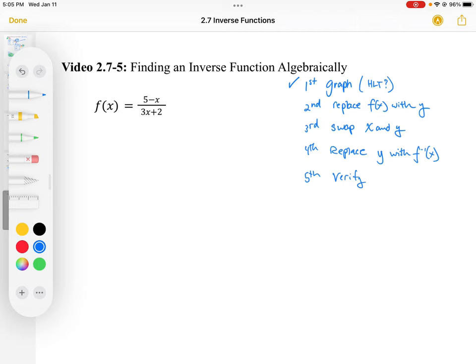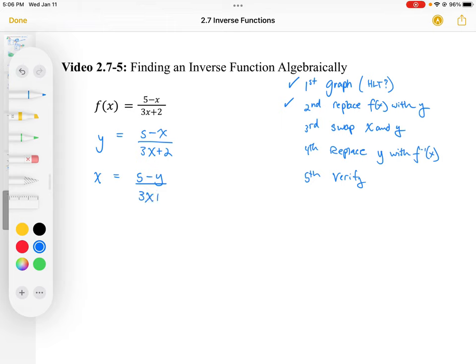We're going to replace f of x with y. And really, that's just for simplicity's sake. Next, we're going to swap x and y. So everywhere you see a y, you write an x, and everywhere you see an x, you write a y.